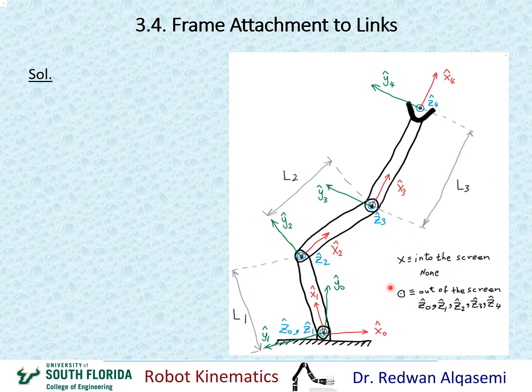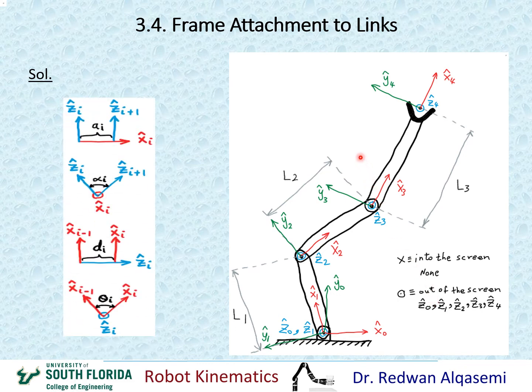And then that circle is for axes that are coming out of the screen. For this example, we have Z0, Z1, Z2, Z3, and Z4. All of these axes are coming out of the screen. All right, now I'm ready to go ahead and start filling out the DH parameters table.